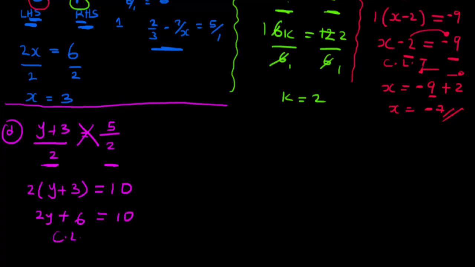Collect like terms. So 6 comes to meet 10. So I'm left with 2y here equals, what's here first? 10. So I write 10. When plus 6 crosses the equal to sign, it becomes minus 6.